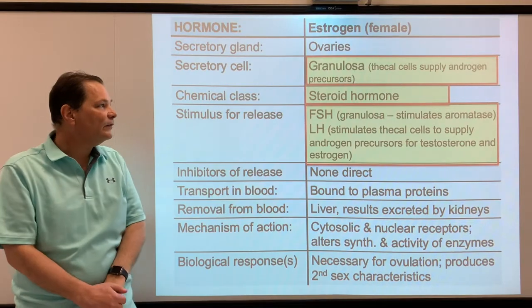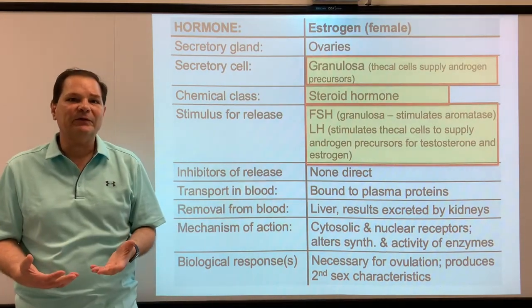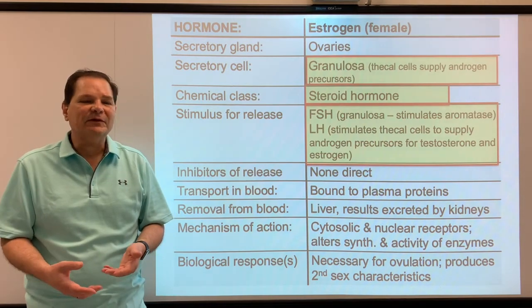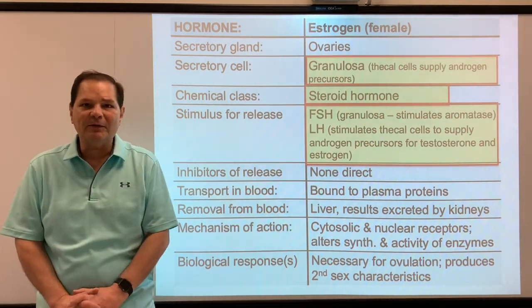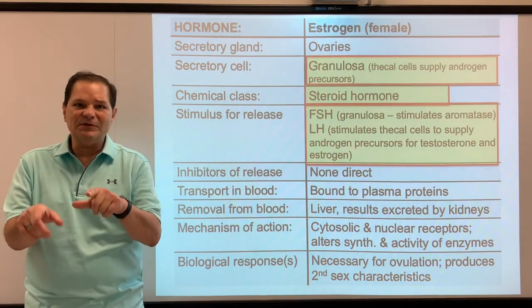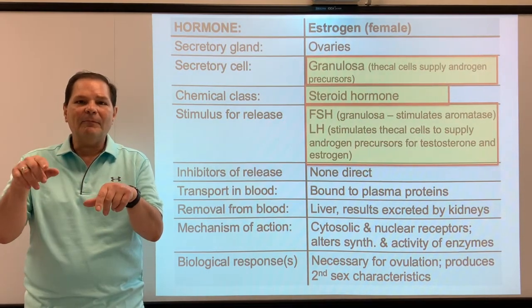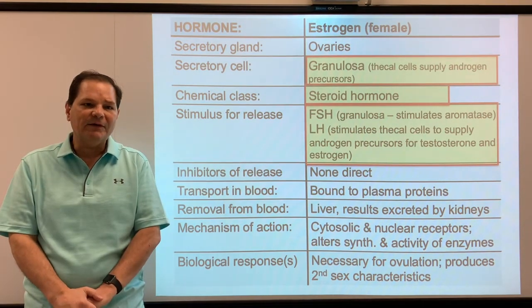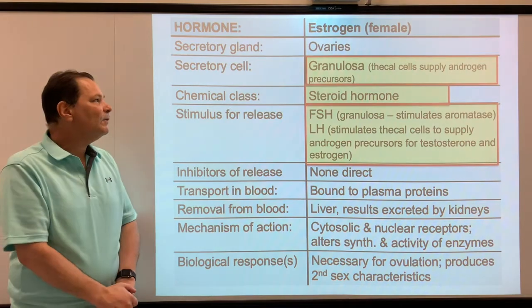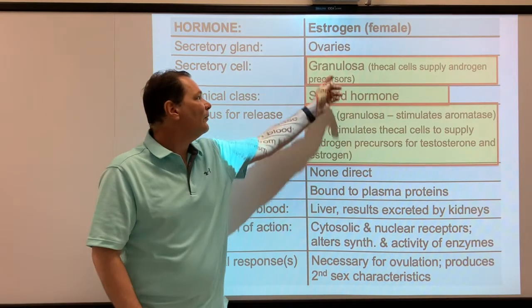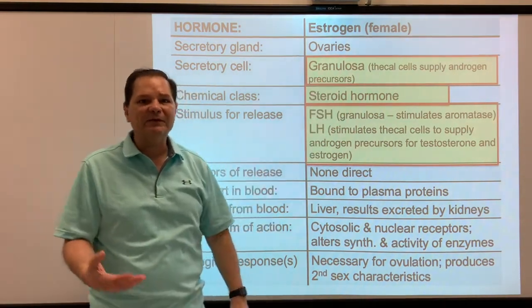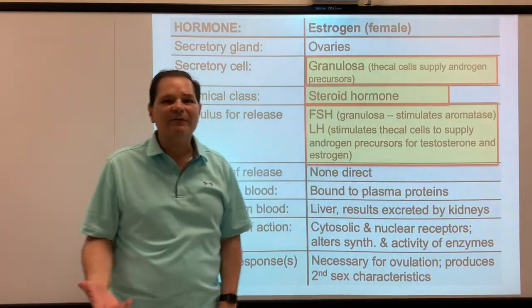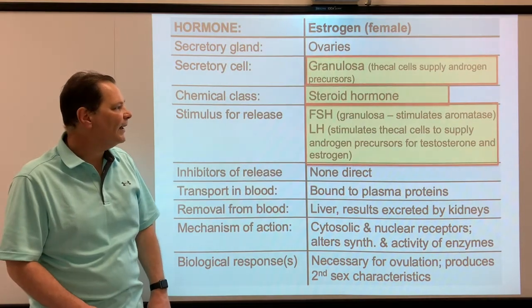So what the thecal cells do is they supply androgen precursors to the granulosa cells, and then the granulosa cells secrete the estrogen. So we'll emphasize this more later in the lesson, but there's this exchange of precursors between the thecal cells and the granulosa cells that takes place. And in particular, although the final step is in the granulosa cells, the production and secretion of the estrogen, the thecal cells are necessary for the process as well. We'll talk more about that.